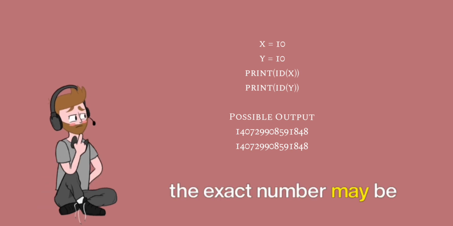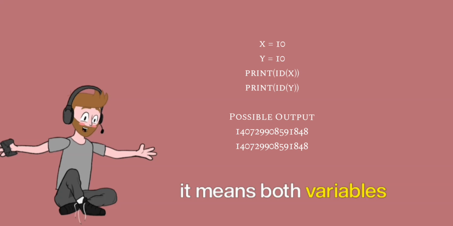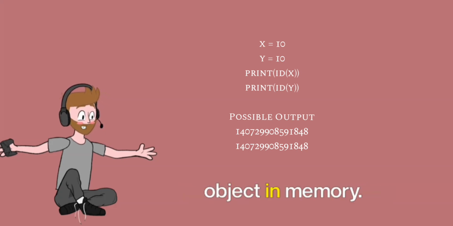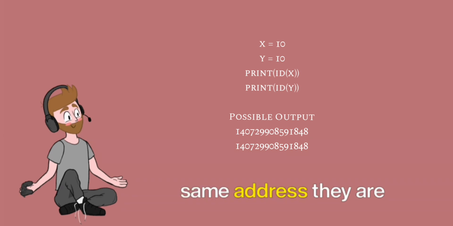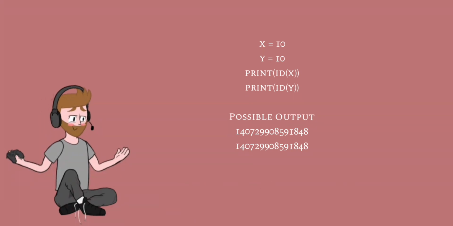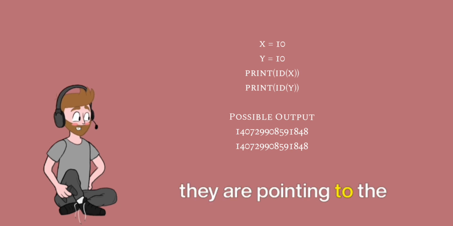The exact number may be different on your computer, but if both numbers match, it means both variables are referring to the same object in memory. Think of it like a house address. If two people have the same address, they are pointing to the same house. In the same way, if two variables have the same ID, they are pointing to the same object.